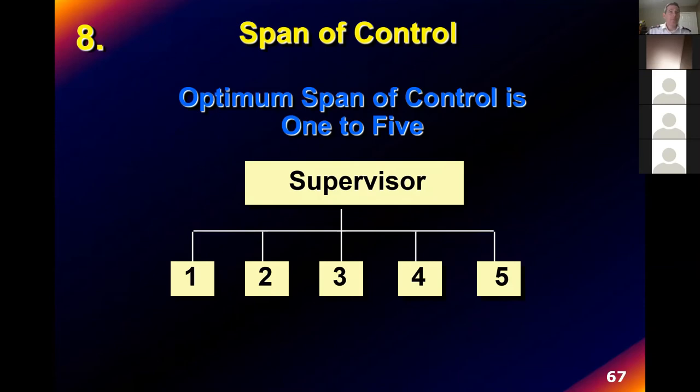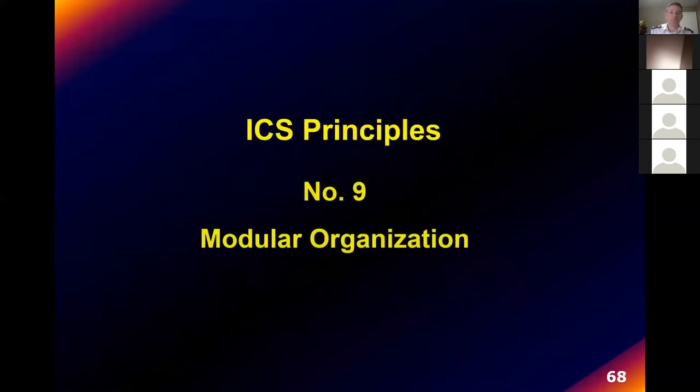So again, that optimum span of control, like I touched on in the last slide, is 1 to 5. You have one supervisor, you have 5 people under them, right? All right, so now we'll talk about the modular organization, principle number 9 of ICS.